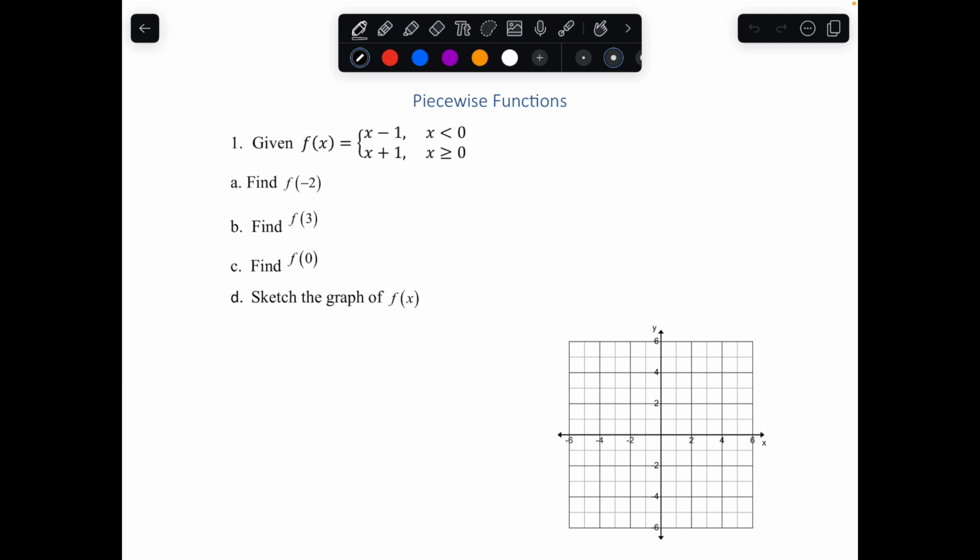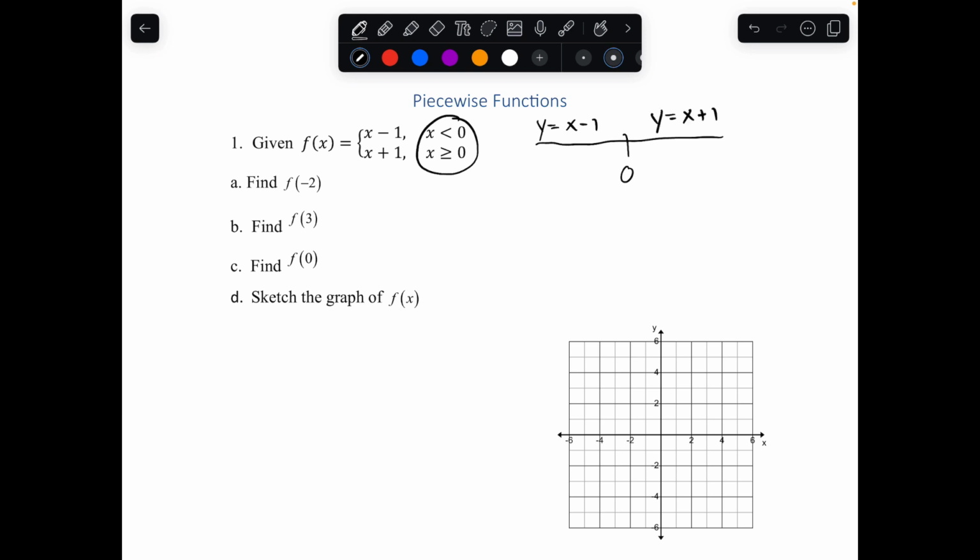For example, if we look at number 1, we're going to split our domain up at 0. On the number line we're going to split it up at 0. So I follow the rule that my y value is equal to x minus 1 when I'm using x values that are less than 0. As soon as I step over into the other side, I'm now going to use a different rule, and that rule is going to be y equals x plus 1.